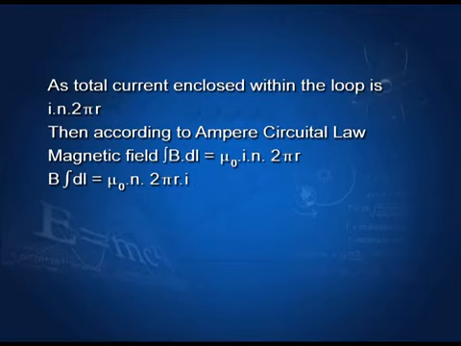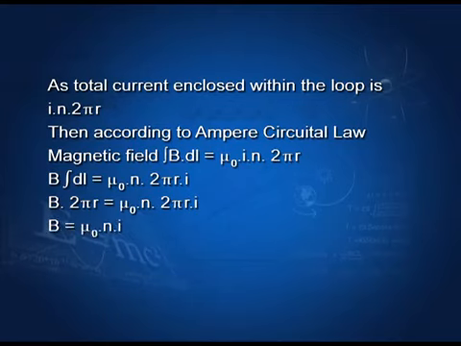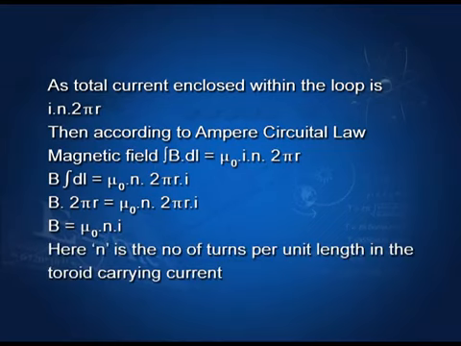From equations 1 and 2, B into 2 pi r will be equal to mu naught times n into 2 pi r into I. 2 pi r is common on both sides, so we cancel it. As a result, the magnetic field B equals mu naught times n into I. Here n is the number of turns per unit length in the toroid and I is the current.